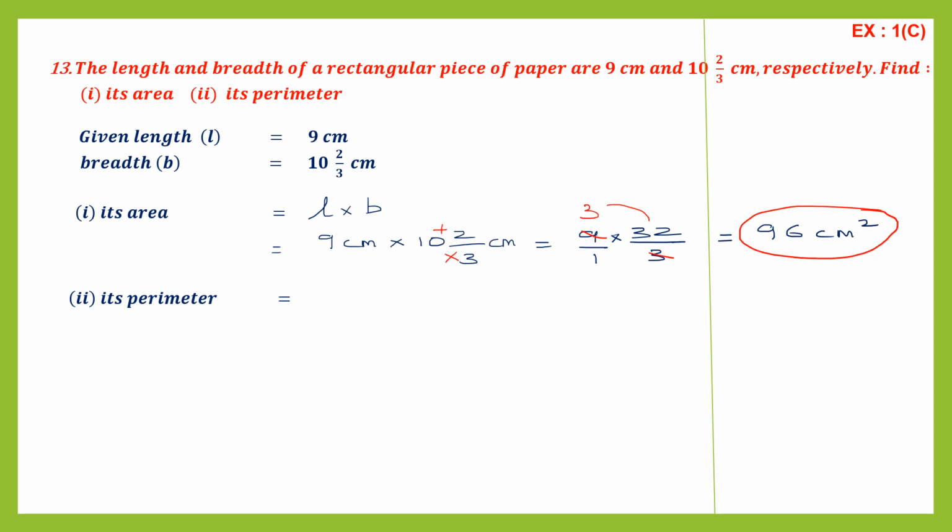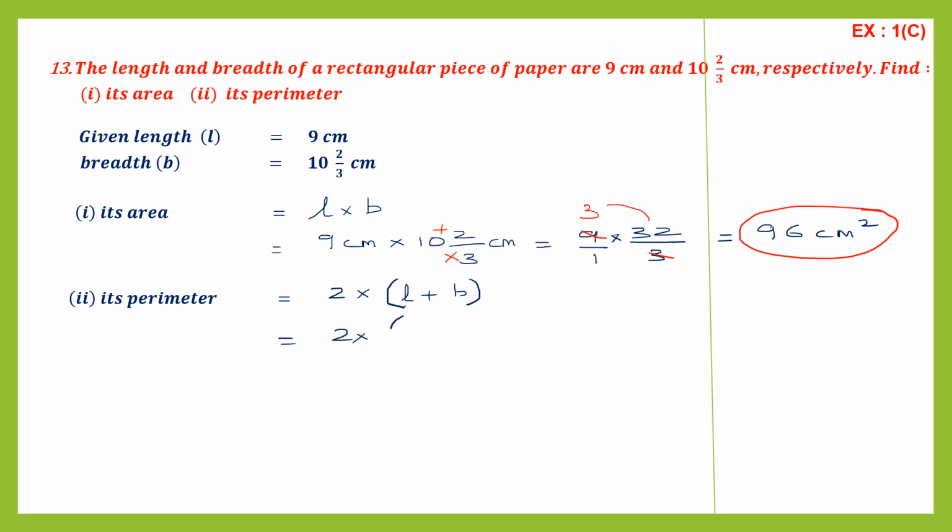Now we have to find its perimeter. And what is the formula to find the perimeter? The formula is 2 into length plus breadth. These are formulae that we have learned earlier. You have to apply them here. Area is length into breadth. Perimeter is 2 into length plus breadth. This is in the case of a rectangle. Now let's substitute the values here.